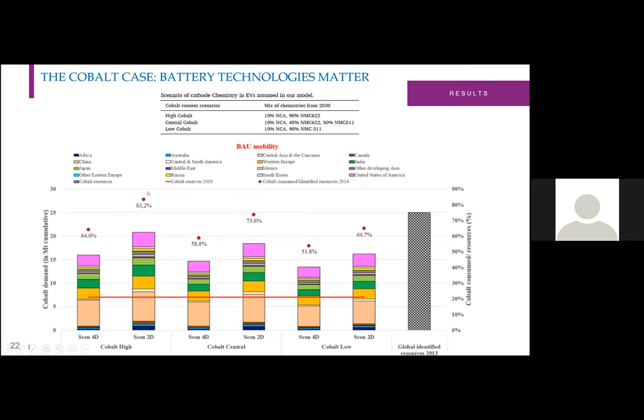We are decreasing, for example, the criticality of cobalt demand from 83% to 65%. So we are gaining 20% just by passing from a mix of 10% NCA and 90% NMC 622. Well, just to be precise, the NCA is a battery which is more used in the Tesla EVs.